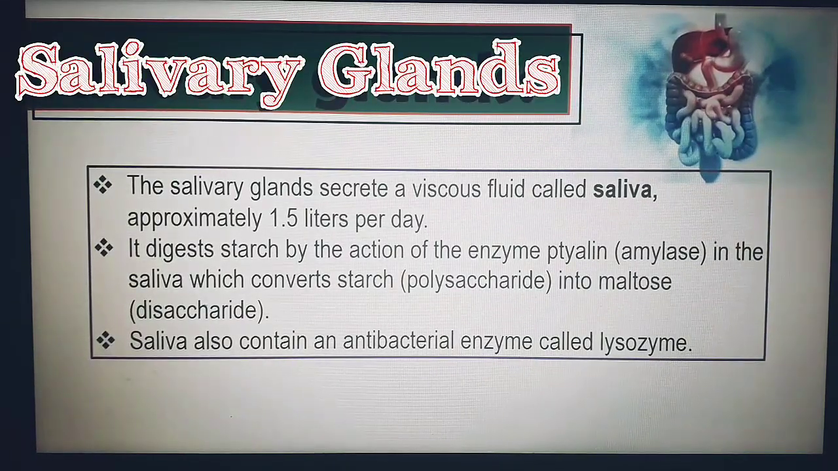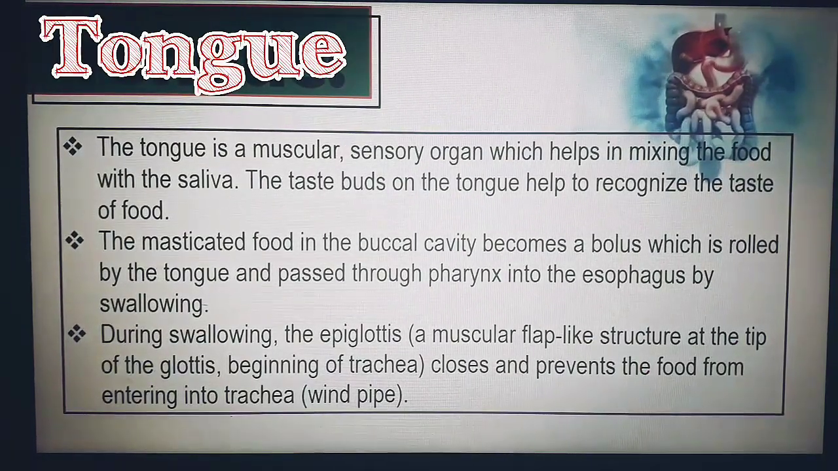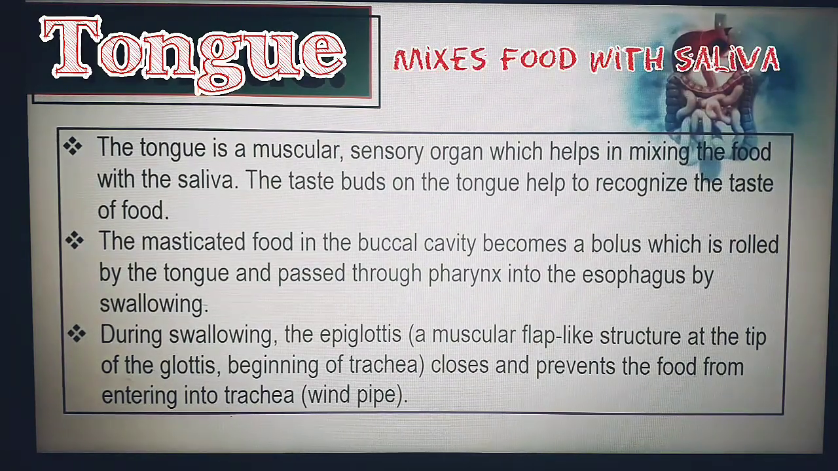The salivary glands secrete a viscous fluid called saliva, approximately 1.5 liters per day. It digests starch by the action of the enzyme ptyalin or amylase in the saliva, which converts starch into maltose. Saliva also contains an antibacterial enzyme called lysozyme. Tongue. The tongue is a muscular sensory organ which helps in mixing the food with the saliva. The taste buds in the tongue help us recognize the taste of food.